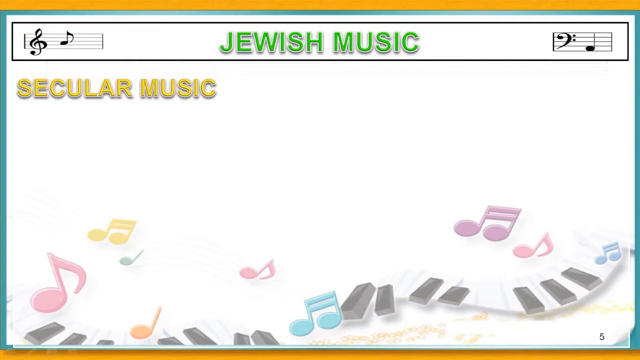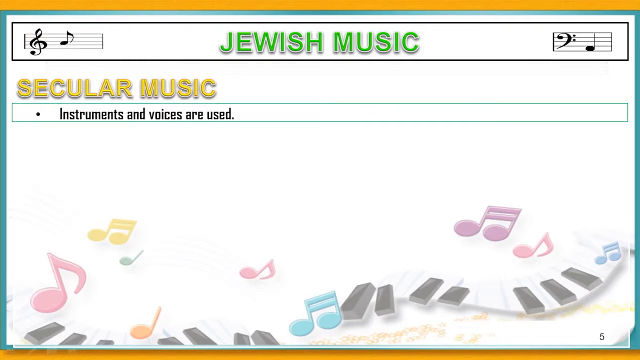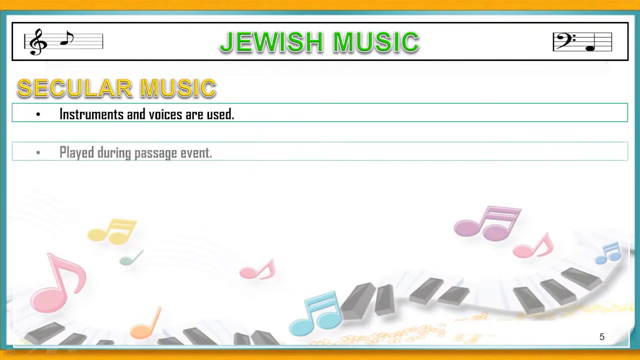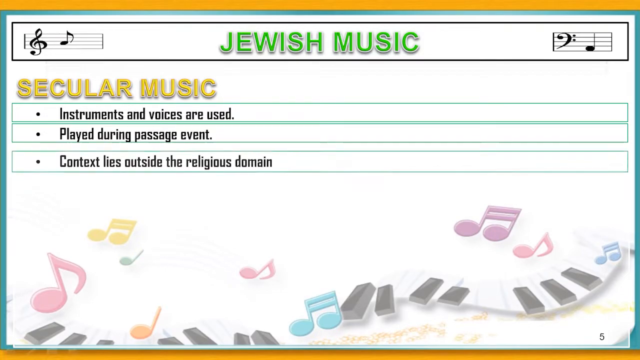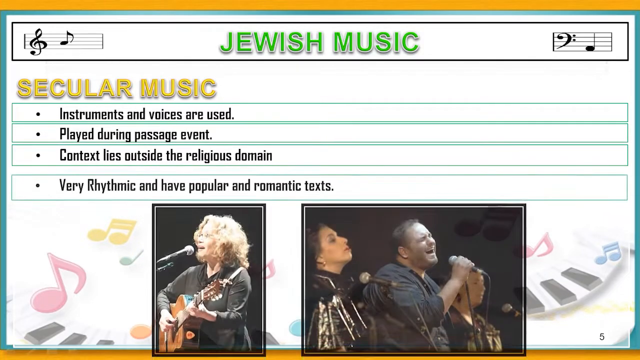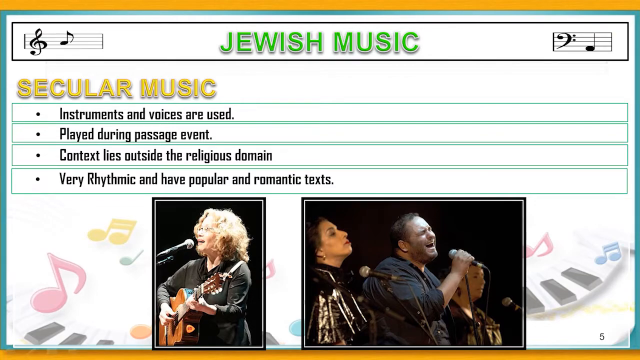The second one is the secular music. Instruments and voices are used, played during passage events. Its context lies outside the religious domain, and it is very rhythmic and has popular romantic texts.